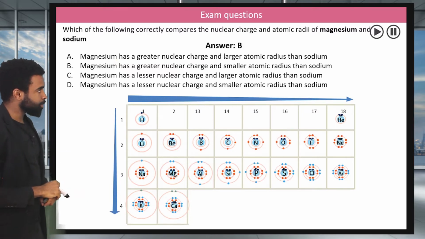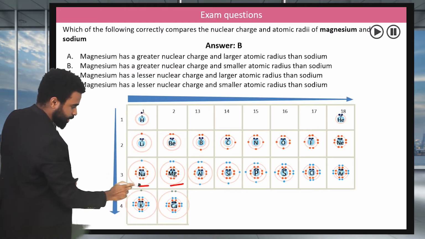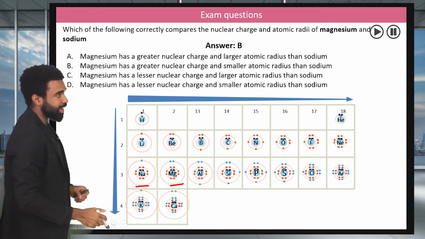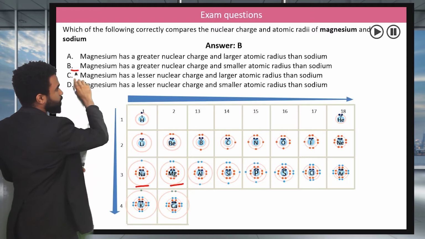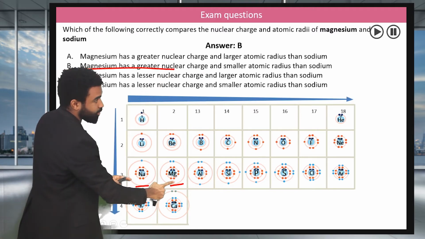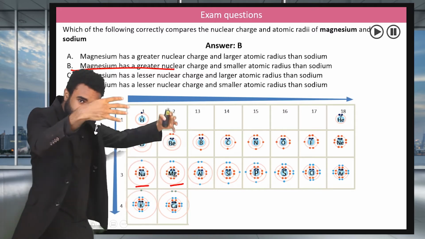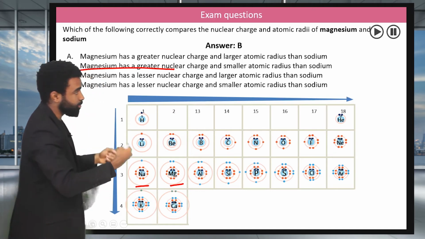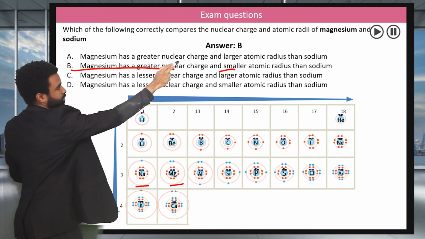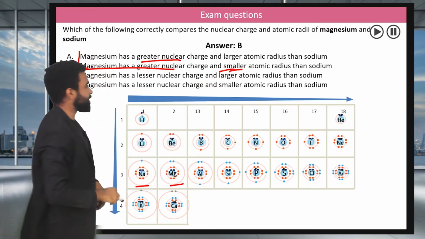The answer is B. So let's look at these two atoms. We have magnesium here, and we have sodium. So magnesium, by virtue of it being element number 12, must have a greater nuclear charge. So we're dealing with either A or B. And now, how does the greater nuclear charge affect the radius? A greater nuclear charge will pull in the electrons more, and so we should get a smaller radius. So the answer therefore must be B. So we said it had a greater nuclear charge, so it could have been A or B, but it has a smaller radius, therefore it is B.